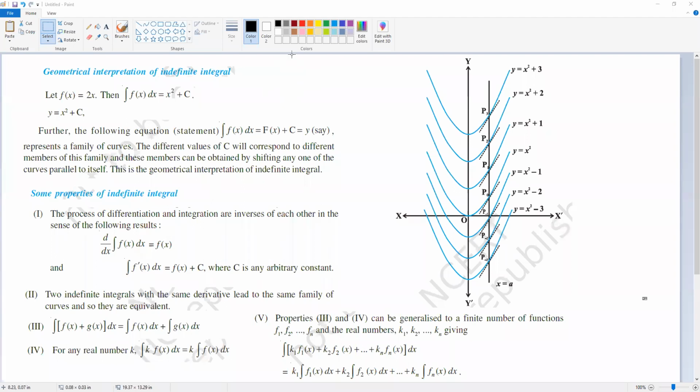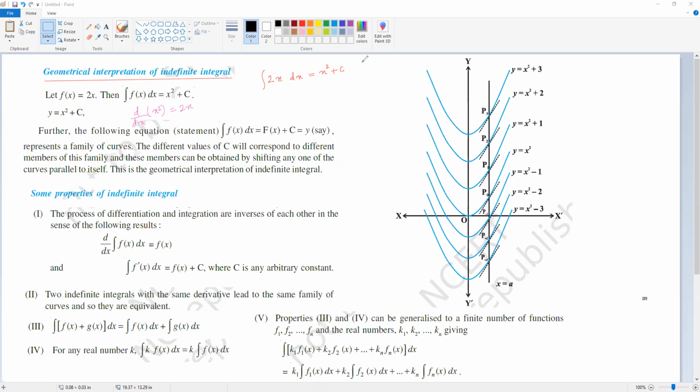For example, suppose your function is 2x. So we have to integrate, integral of 2x dx. Because we know that the derivative of x square is 2x, the integral of 2x dx is equal to x square plus the constant of integration.